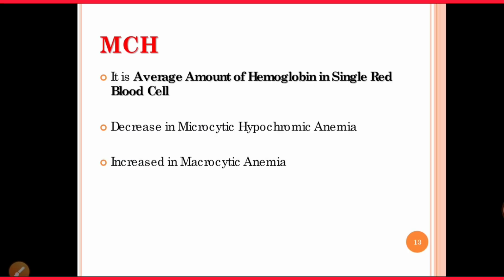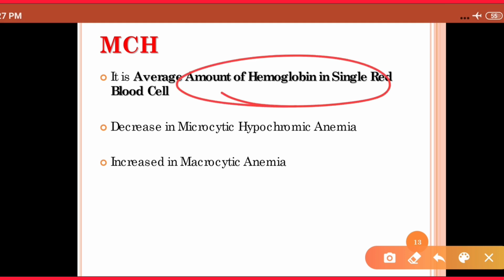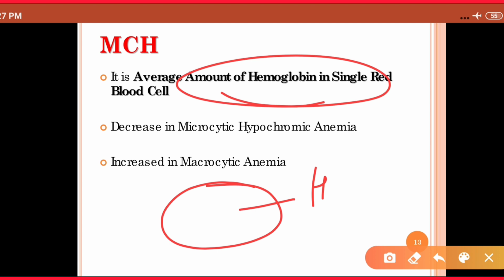Okay, so guys, these indices were related to the size of RBC, right? Now we will see mean corpuscular hemoglobin. So these red blood cell indices will reflect the average amount of hemoglobin in a red blood cell. Suppose this is your RBC, then it reflects the hemoglobinization, meaning hemoglobin content within the RBC.